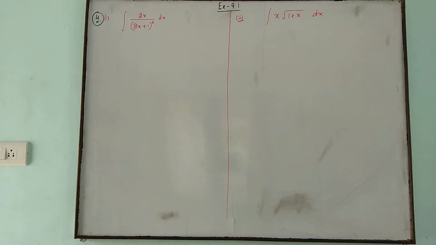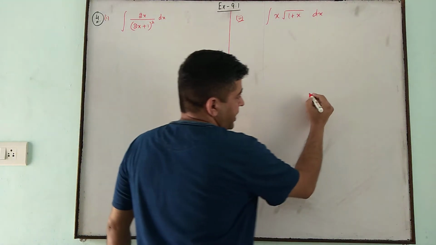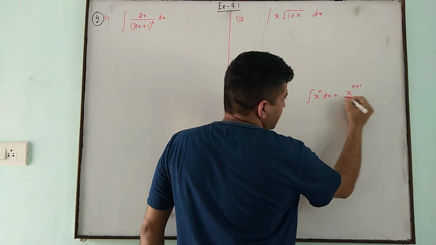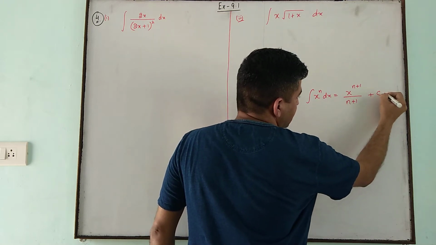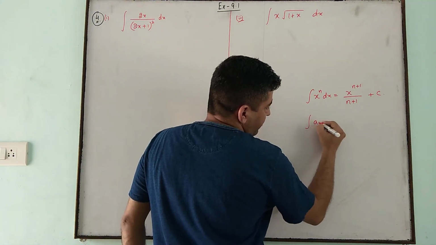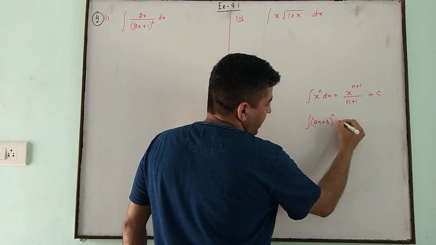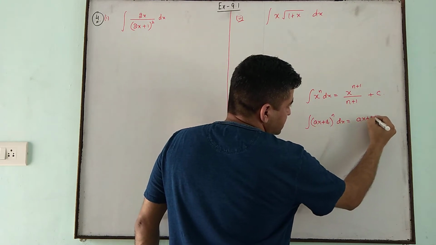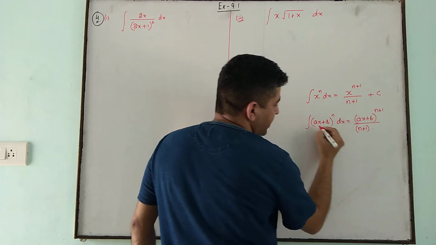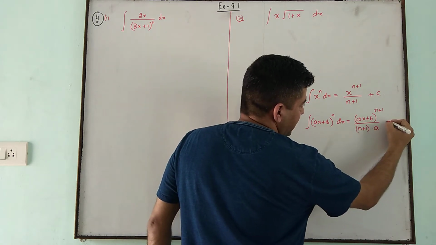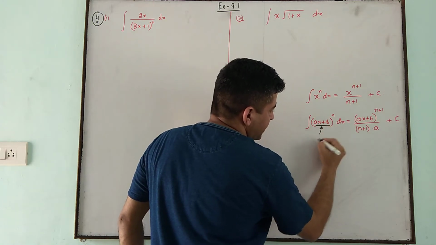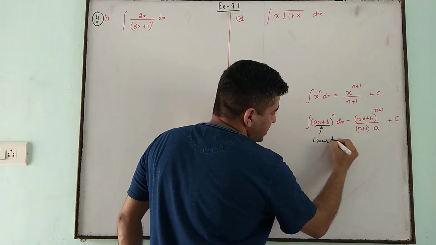So in integration, our basic integrals: the integral of x to the power n is x to the power n plus 1 upon n plus 1 plus c, where n is not equal to minus 1. The integral of (ax plus b) whole to the power n is (ax plus b) to the power n plus 1 divided by n plus 1, and divided by the derivative of ax plus b, that is a, plus c, with the condition that this must be linear algebraic.